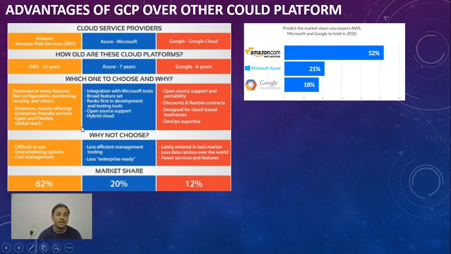So we know the current market share: 62% is AWS, which is going to be 52% by 2020. That's what the predictions are, where Google is making a big jump from 12 to 18%, and Microsoft Azure a slight jump from 20 to 21%. Microsoft has a beauty: many of the customers who are currently using Microsoft, they made it very easy to migrate into the Azure framework for the existing customer base, which is also wide.